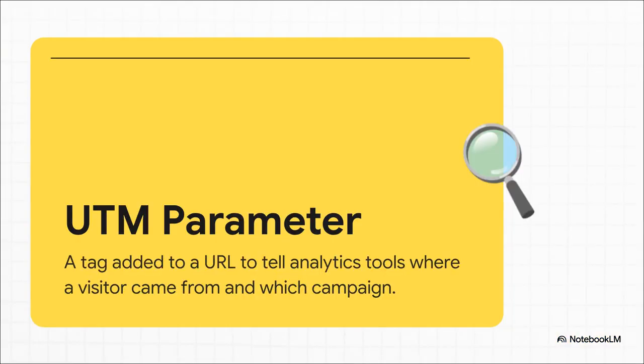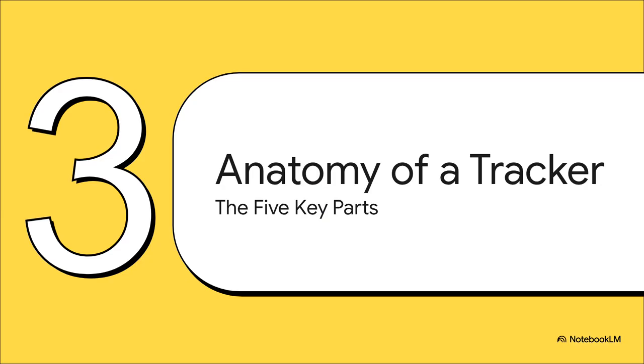A UTM, and that stands for Urchin Tracking Module, by the way, is just a little snippet of text that gets tacked onto the end of your URL. Now, it doesn't change the page the user sees at all, but behind the scenes, it's carrying all this crucial information back to your analytics platform, like Google Analytics, and it tells you the exact story of how that click happened.